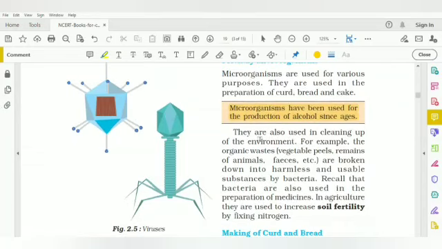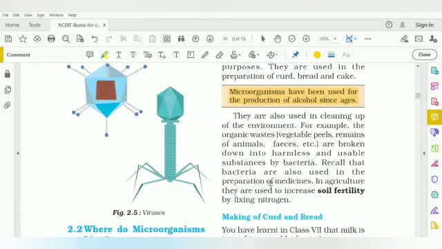They are also used in cleaning up the environment. For example, organic waste is broken down into harmless and usable substances by bacteria. Now recall that bacteria are also used in the preparation of medicines. In agriculture also they are used to increase soil fertility by fixing nitrogen.